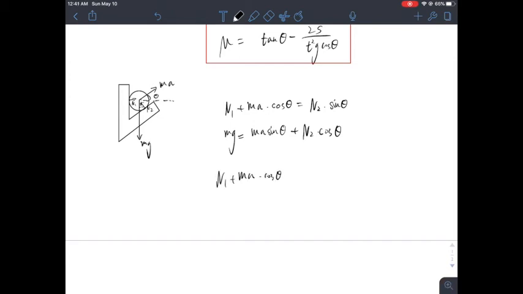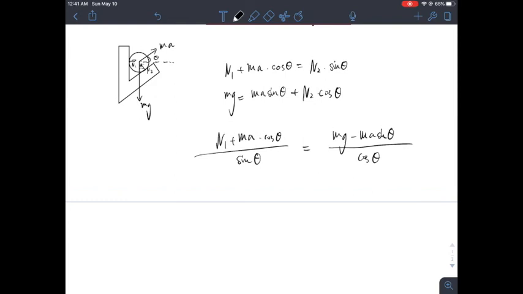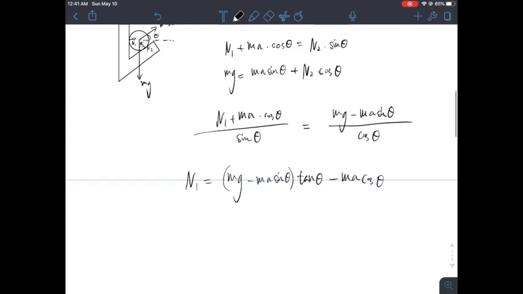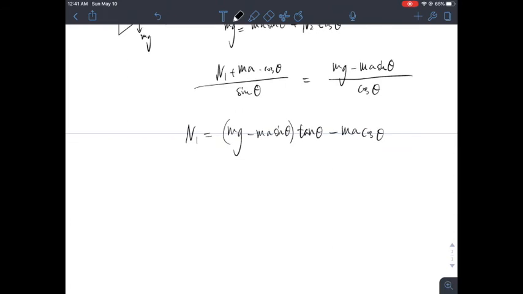We can see both equations have n2. Let's try to cancel out n2. From the first equation, we know n2 is equal to n1 plus ma times cosine theta, divided by sine theta. From the second expression, we know n2 is equal to mg minus ma times sine theta, divided by cosine theta. Then we can solve for n1, since both expressions have only one n1, so we simplify the equation. We get n1 is equal to mg minus ma sine theta, times tangent theta, minus ma cosine theta.